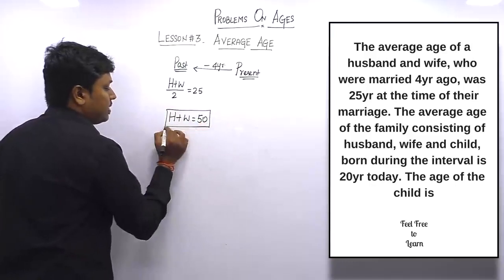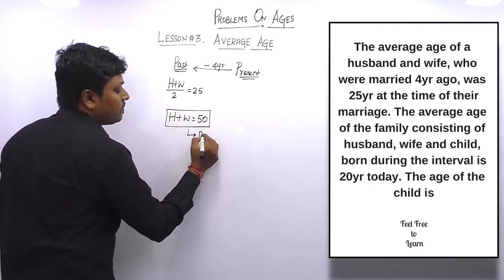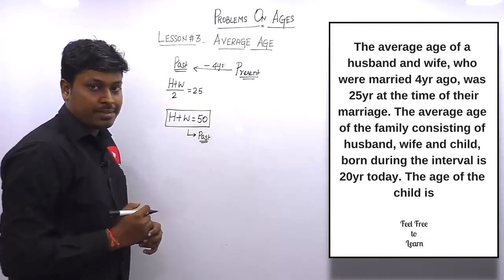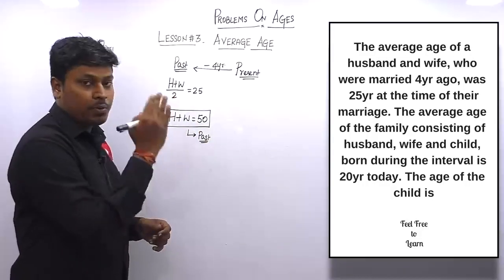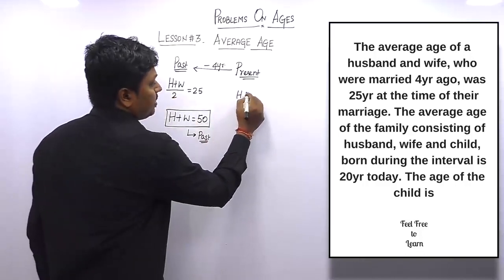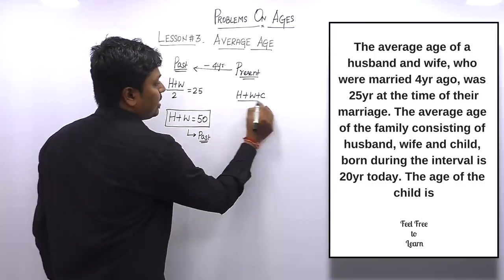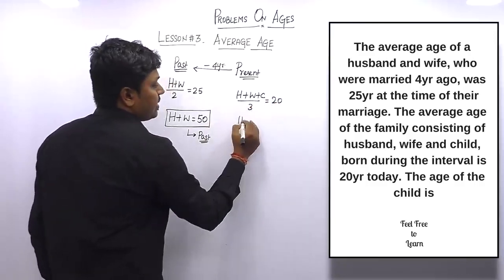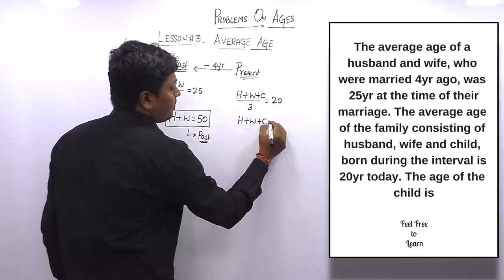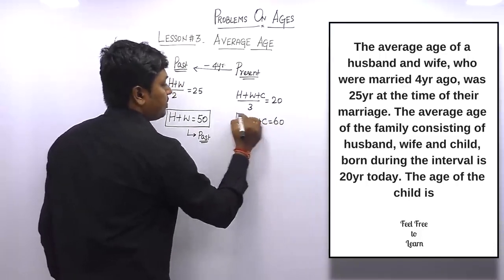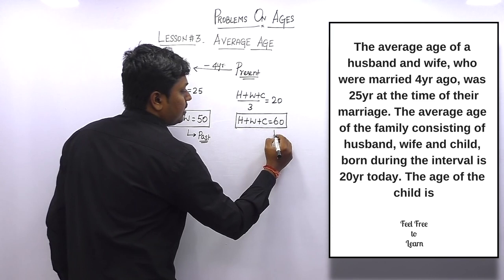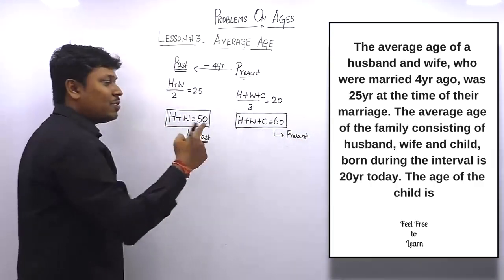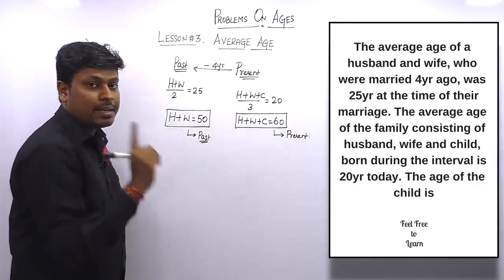So remember that this is the equation we framed for the past, most important, right? Second, now they are talking about the present where there are 3 persons, husband, wife and a child. So husband, wife and child, divided by 3. Now their average age is 20 years. So we can say the sum of the ages of husband, wife and child will be 60 years. So this is the equation we framed for the present. So what you need to do, you should not directly subtract both equations. That is completely wrong.